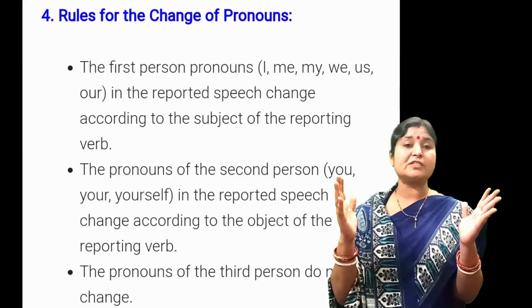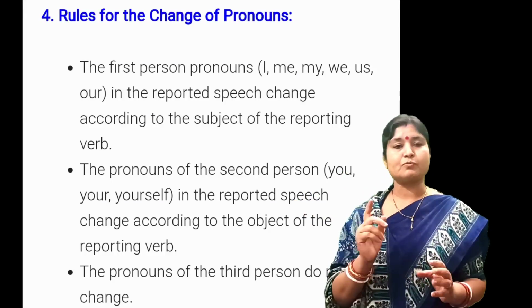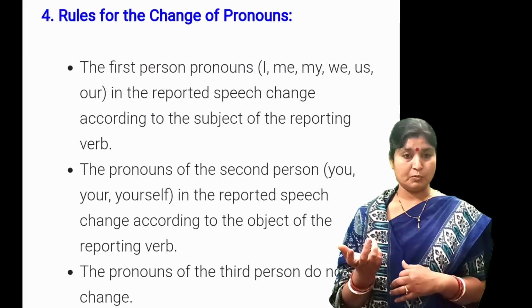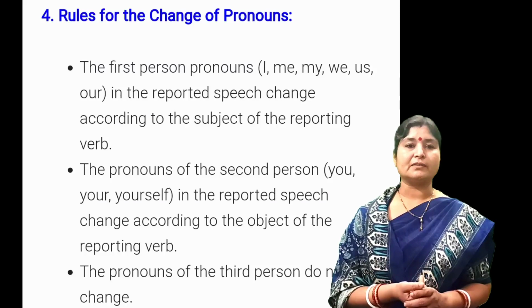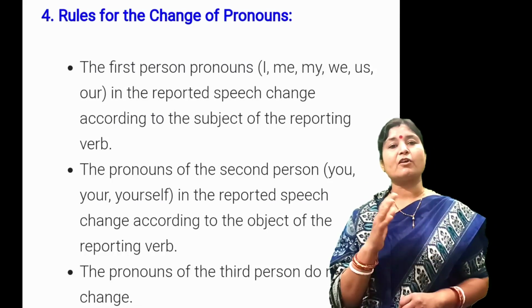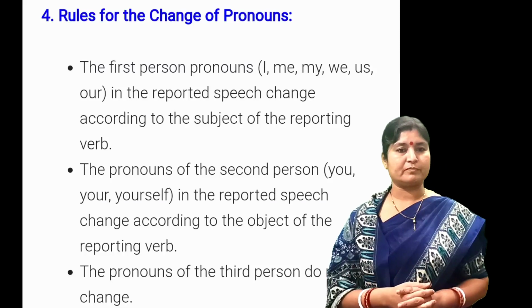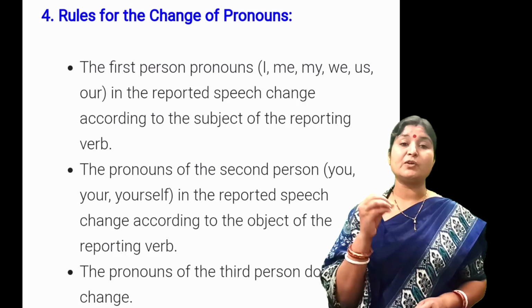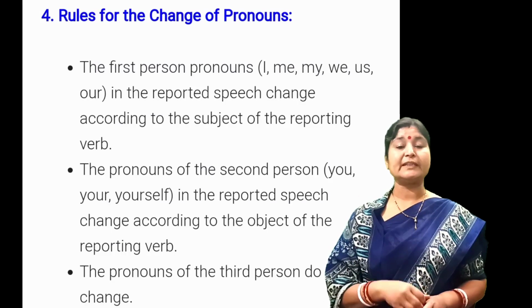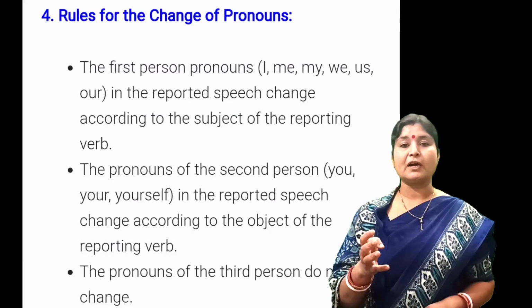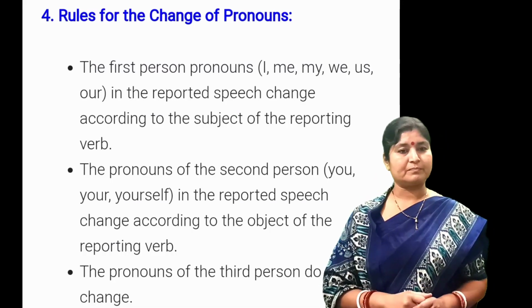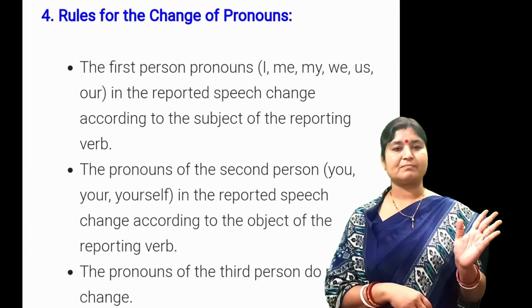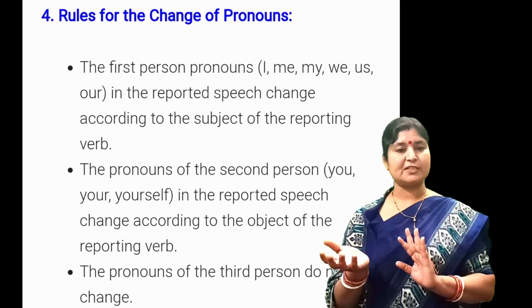Now, how can we change the pronouns? The first one, the first person pronouns like I, me, my, we, us and our in the reported speech change according to the subject of the reporting verb. Second, the pronouns of the second person like you and yourself in the reported speech change according to the object of the reporting verb. And the third one, the pronouns of the third person do not change. Means he remains he, she remains she, like that.